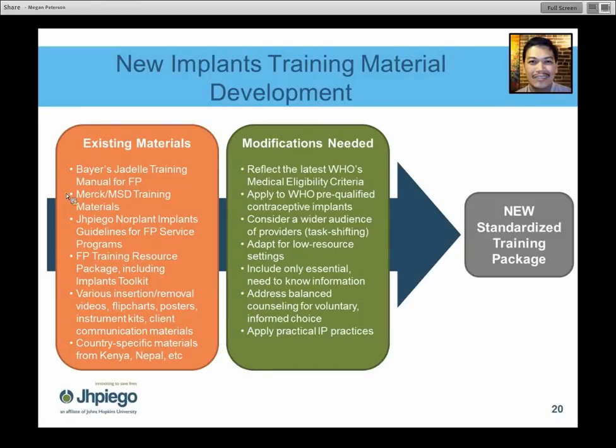I realize that some of you may have already seen the new standardized training package. Some of you have yet to see it, and it's actually available. If you're interested, we could link you up to an electronic web page where you can get materials.